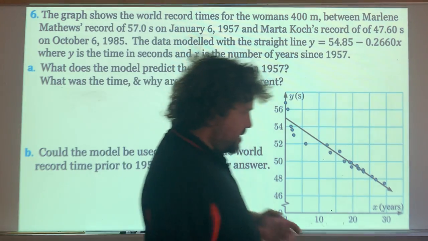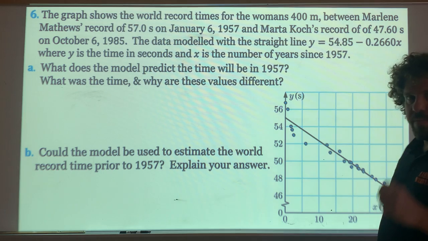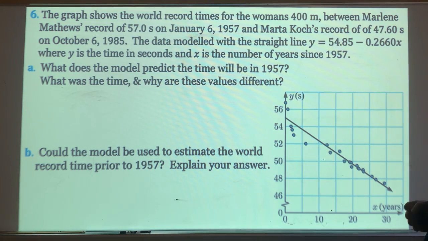Problem 6. And then we got problem. That's it. The graph shows the world record times for the women's 400 meters. 400 meters is one time around a track.